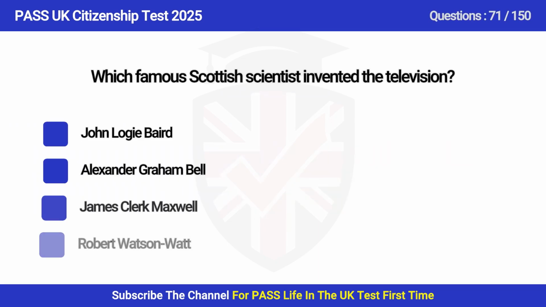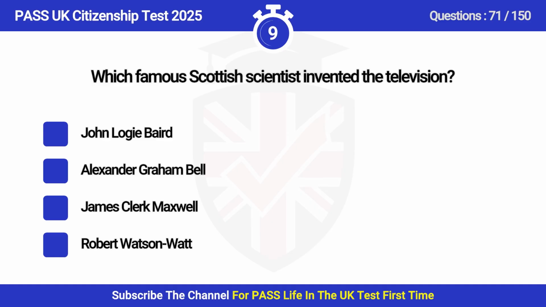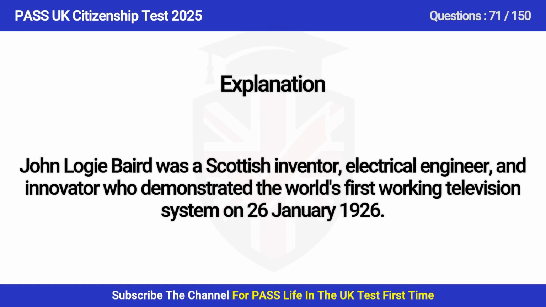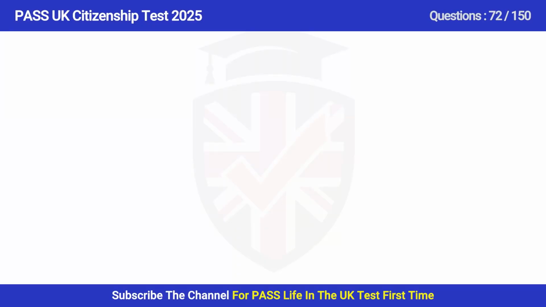Question 71. Which famous Scottish scientist invented the television? A. John Logie Baird, B. Alexander Graham Bell, C. James Clerk Maxwell, D. Robert Watson-Watt. Answer is A. John Logie Baird. John Logie Baird was a Scottish inventor, electrical engineer, and innovator, who demonstrated the world's first working television system on 26 January 1926.